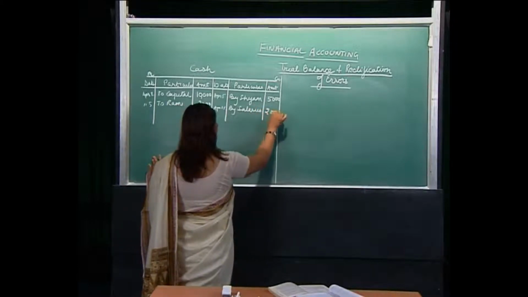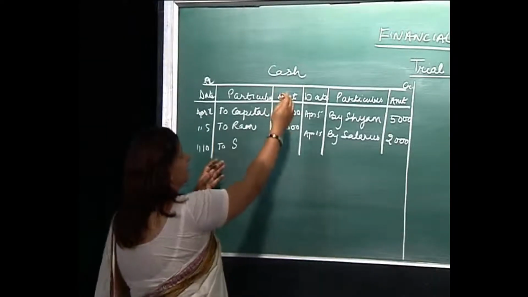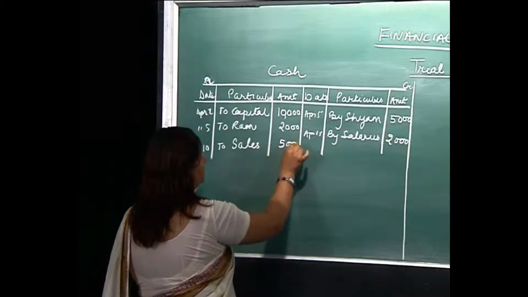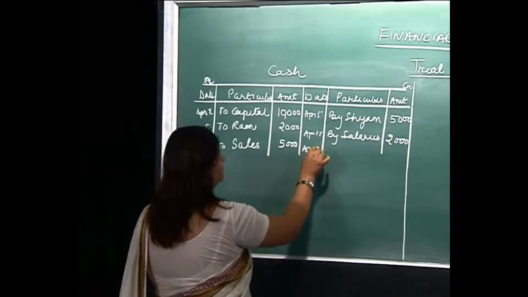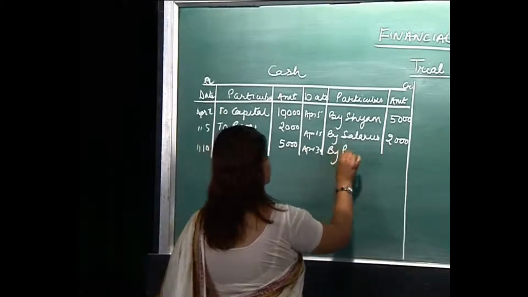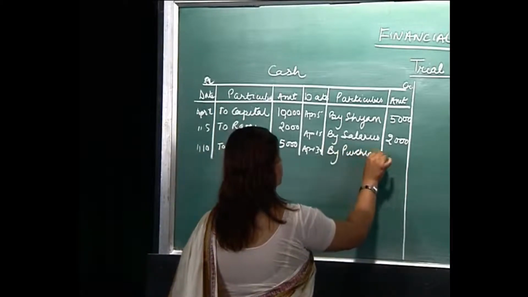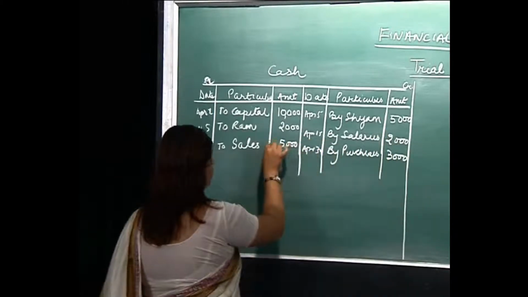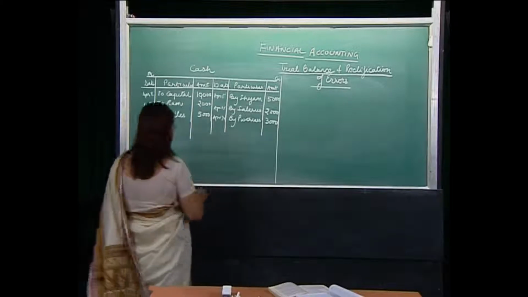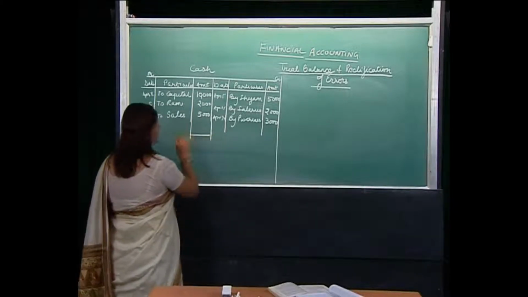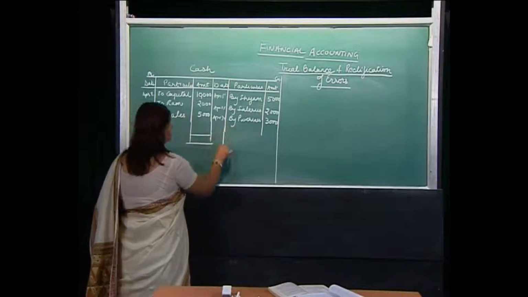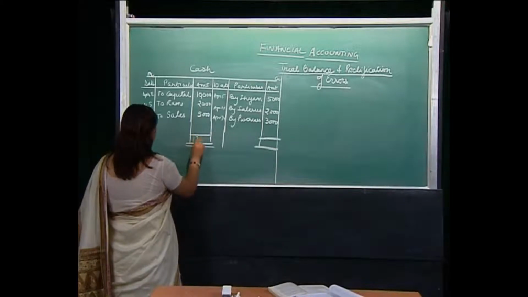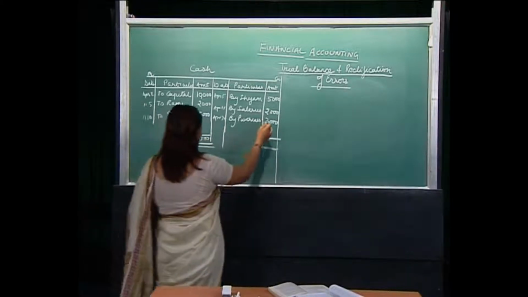2,000 rupees. Again we have made the cash sales, so cash account debit to sales, it amounts to 5,000 rupees. Then there are purchases, so by purchases 3,000 rupees. So right now we are not doing the balancing, we just write down the totals. It amounts to 17,000 and it amounts to 10,000.